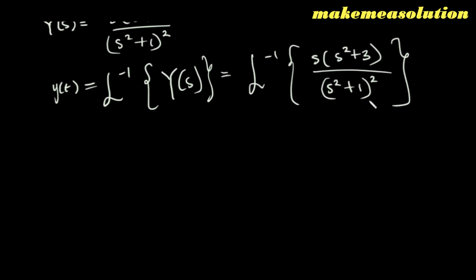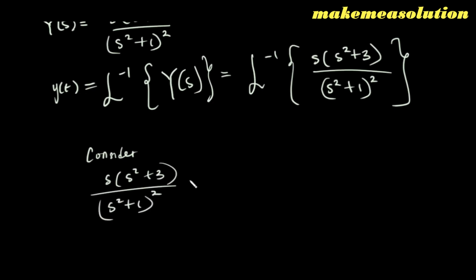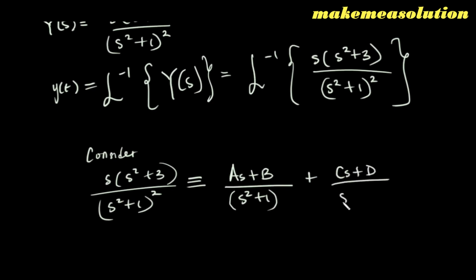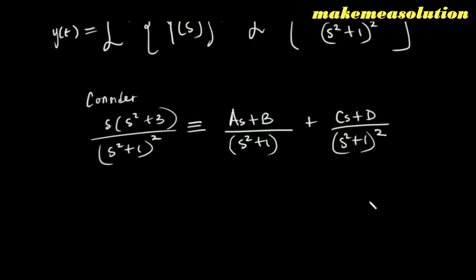This function is not so easy unless you split it into different units by your knowledge of partial fractions. So consider we have s into s squared plus 3 all over s squared plus 1 all squared. Now by partial fractions, this is going to be as plus b all over s squared plus 1, plus cs plus d all over s squared plus 1 all squared. We remember when we have linear factors or quadratic factors that are repeated, it will follow this pattern in representing it in the equivalent partial fractions.